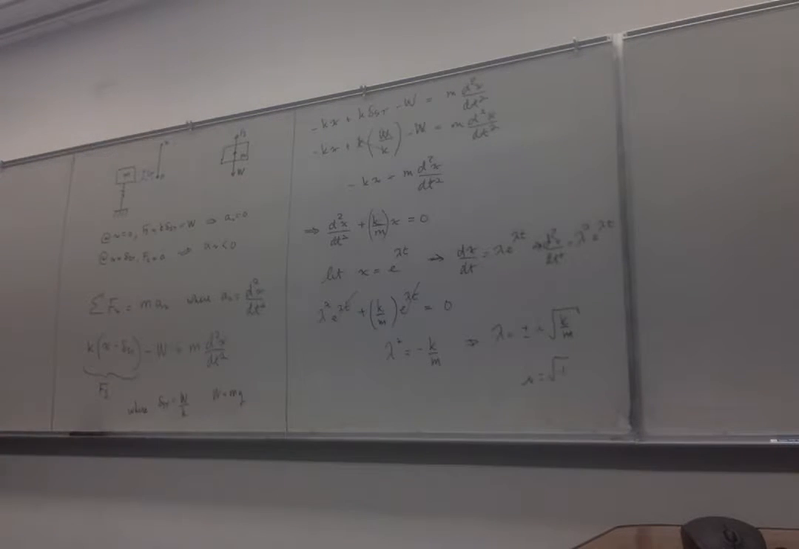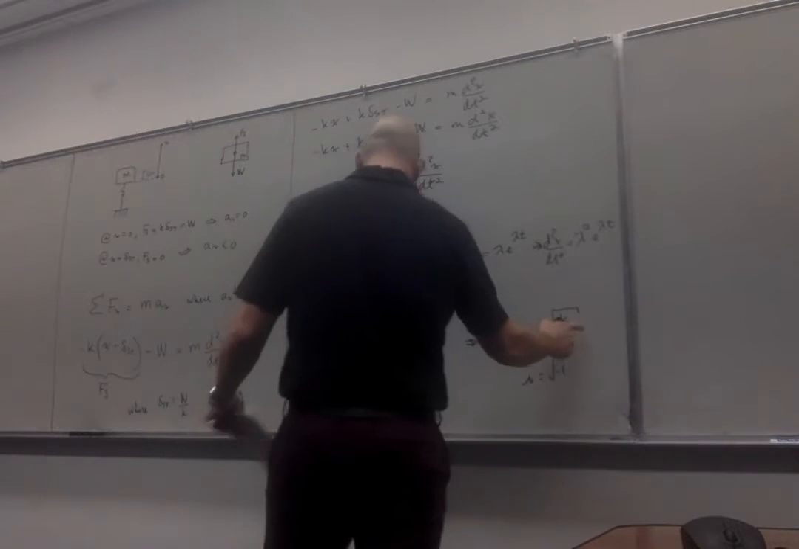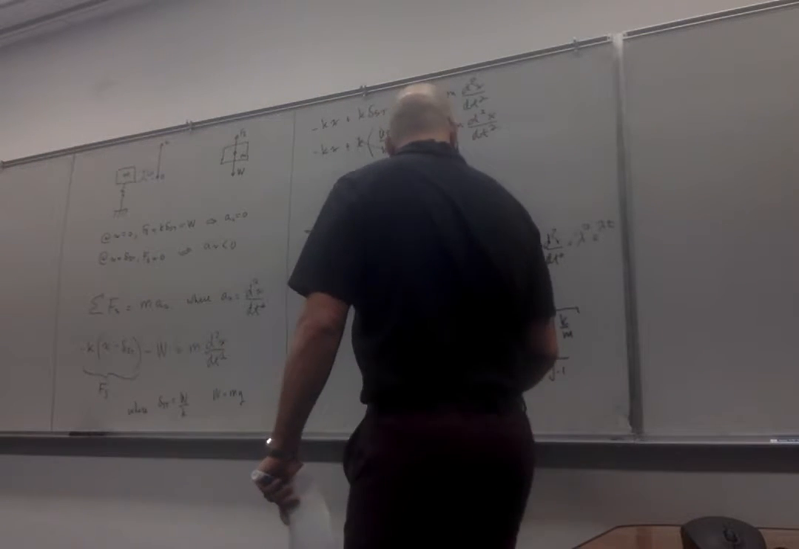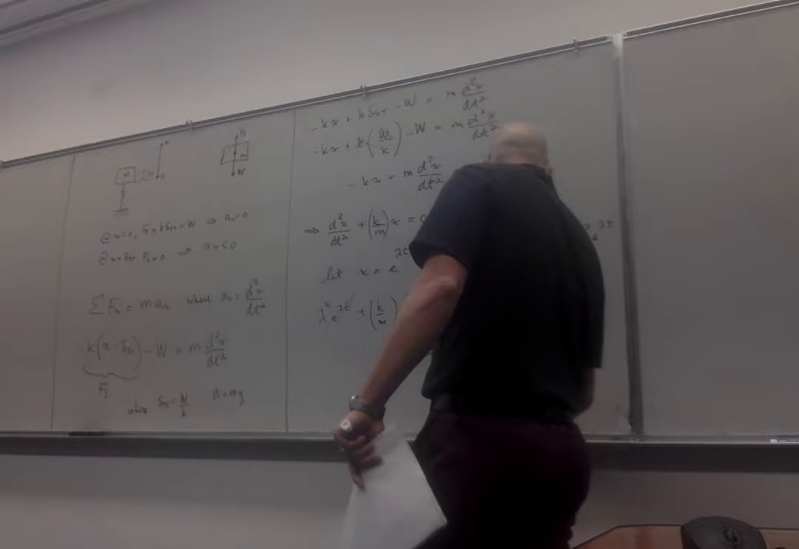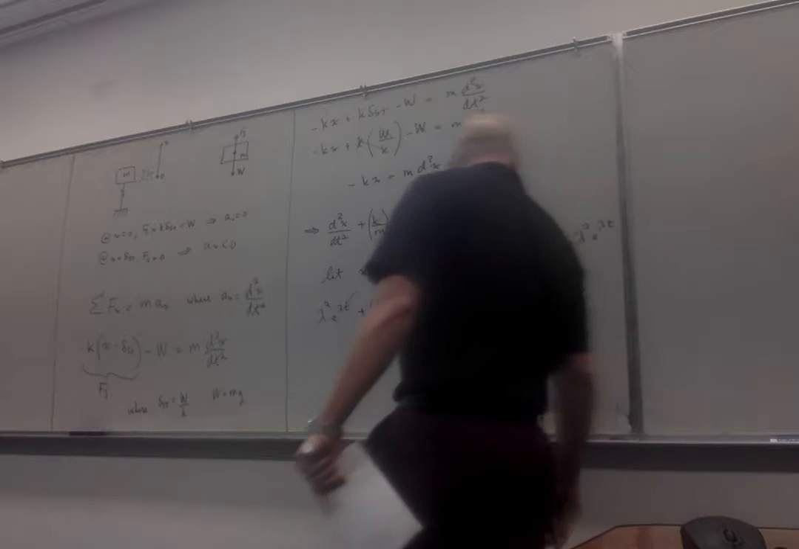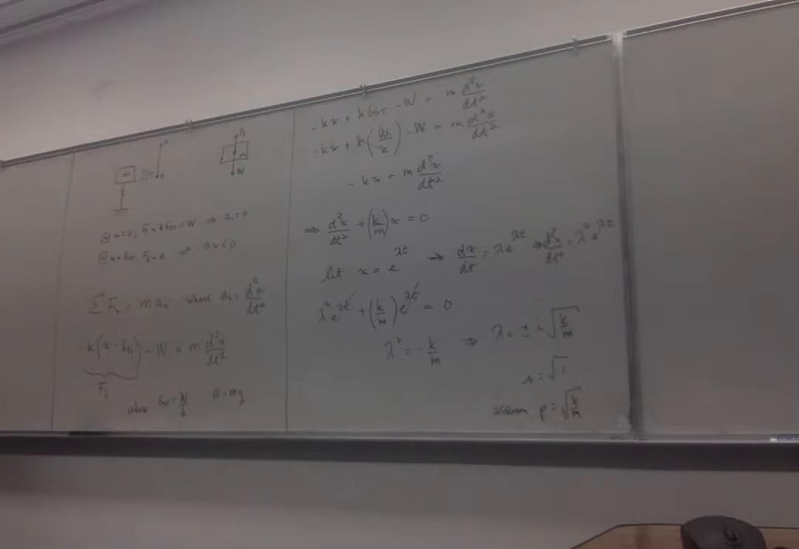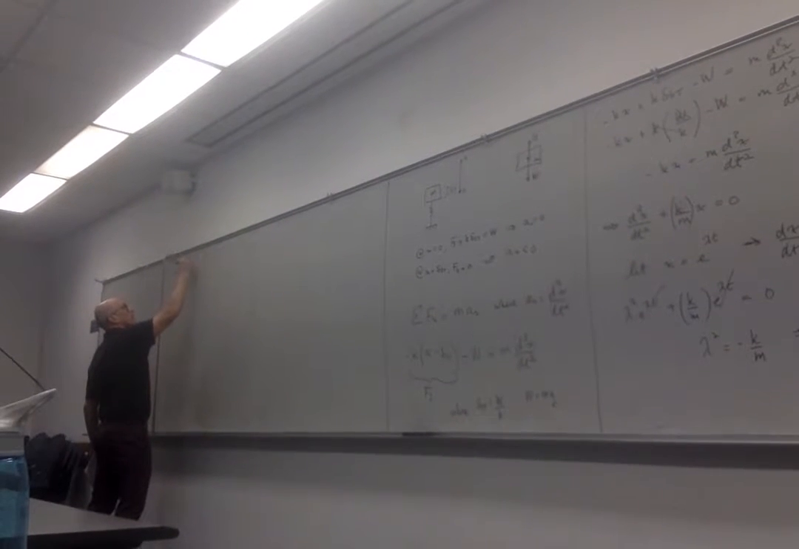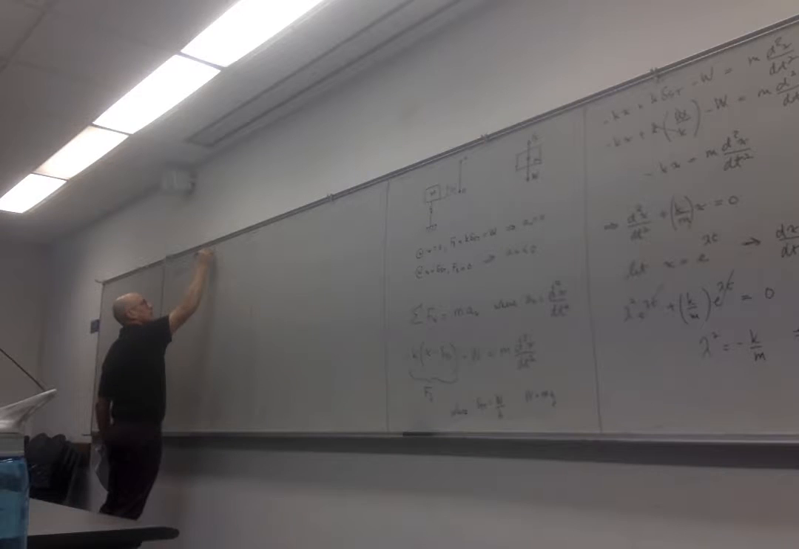So what we do, just because we don't want to carry this guy around too long, is write that p equals square root of k over m. So our general solution here, because there's two solutions, is going to be a certain constant C1 times the first solution, e to the ipt, plus C2 e to minus ipt.